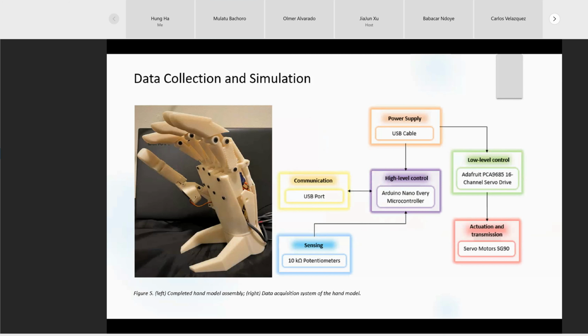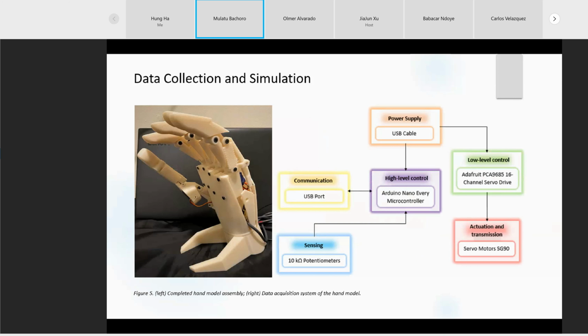Here we can see the data collection. That is how we can construct the hand model, and it basically shows how the model works. First, we are integrating an Arduino Nano microcontroller that is connected via a USB cable to our computer for communication.